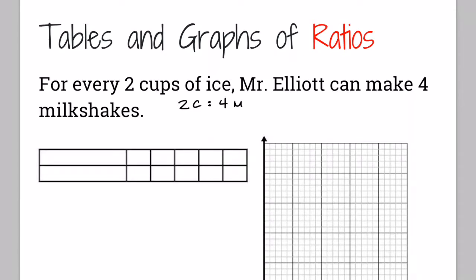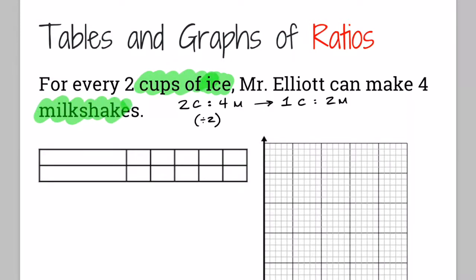Now let's stop, and can we agree that the unit here is going to be 1 cup of ice will give me 2 milkshakes, right? Because I divided both sides by 2, and that's how I got that. Now let's make a table reflecting this. Up here, what are the 2 things I have? I have cups of ice, and then I have milkshakes, right?